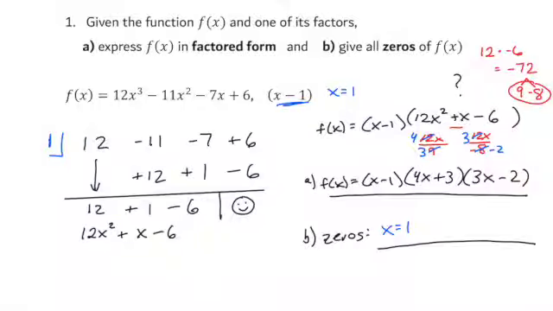And then our two other zeros come from those. When you set these each equal to 0, you're going to get x equals negative 3/4 and x equals positive 2/3. So there we go. Now that's a good solid example there.